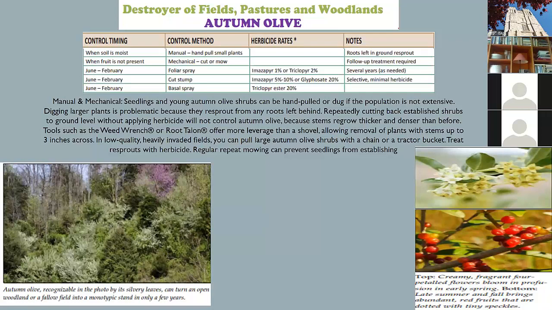You can use tools such as the weed wrench or root talon, which offer more leverage than a shovel, which allows removal of plants with stems up to 3 inches across. In low quality, heavily invaded fields, you can pull large autumn olive shrubs with a chain or a tractor bucket. You want to treat resprouts with herbicide. Regular repeat mowing can prevent seedlings from establishing.